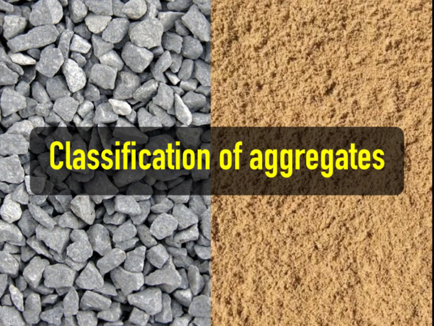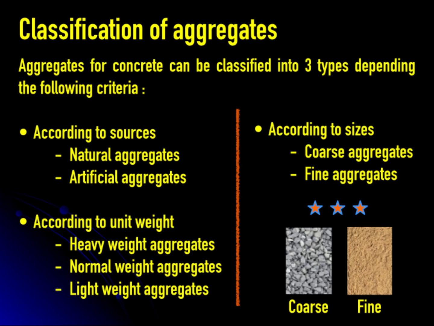Classification of aggregate. Aggregate used in concrete can be classified into 3 types depending on the following criteria. The first one is according to sources of aggregates, which are natural and artificial aggregates. The second is according to the unit weight of aggregate. These criteria divide into 3 levels that are heavyweight, normal weight, and lightweight aggregate. And the last one is according to the size of aggregates, which is typically the criteria used in concrete work and classifies aggregates as coarse aggregate and fine aggregate.